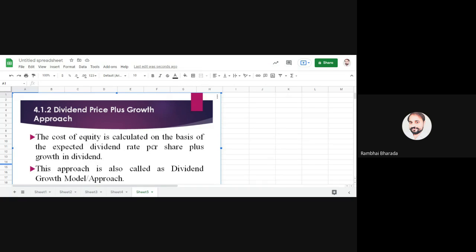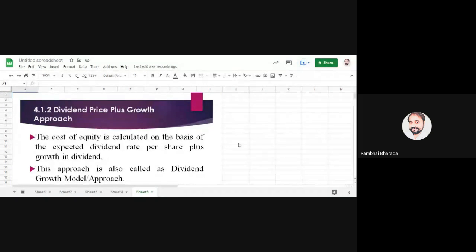So the concept here is that the cost of capital is calculated based on the expected dividend plus growth in the dividend. In the previous method, we only looked at the expected dividend, that the current year the company is paying 20%, and the 20% is the cost. But this is an improved version of the previous method. Here we have added the growth. The formula is very simple.